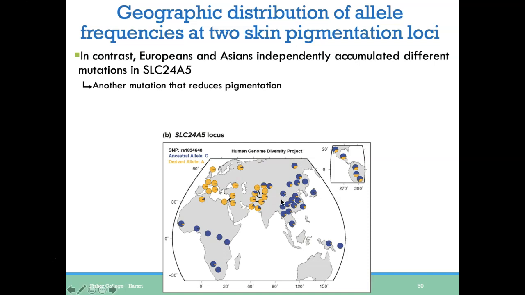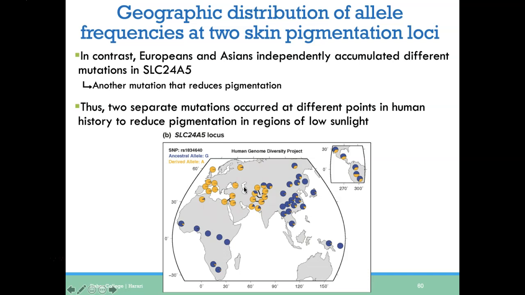However, Europeans and Asians independently accumulated different mutations in another gene that reduced pigmentation even further. So there's another gene called SLC24A5, where if you have an A, that's another mutation that reduces pigmentation. So Europeans acquired a different mutation with an A that will reduce pigmentation even further. So two separate mutations occurred at different points in human history to reduce pigmentation in regions of low sunlight. So again, this is like an accumulation, and this tells us a lot about human history as well.